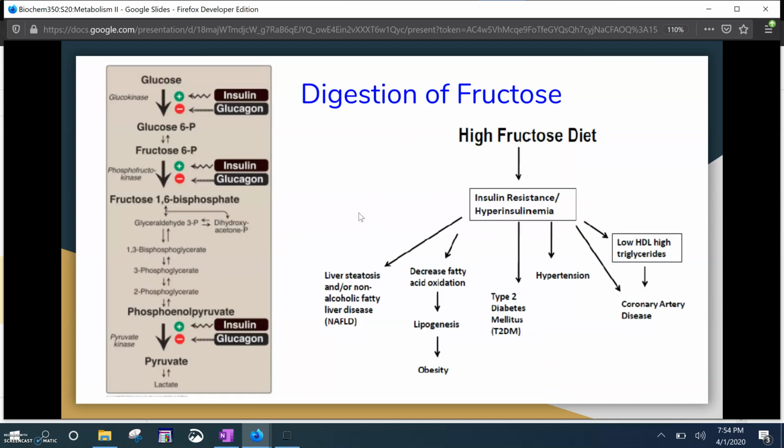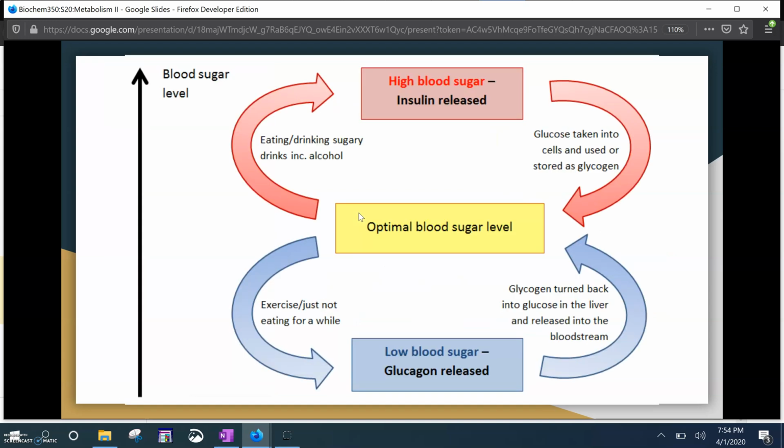So a high fructose diet ends up having some of these health issues: insulin resistance, higher levels of triglycerides, decreased fatty acid oxidation because you don't need them, and it ends up bypassing some of the regulatory steps. It bypasses the insulin glucagon regulatory steps and just jumps right into the middle. And we're going to talk about insulin and glucagon in a little bit too. All right, here's insulin and glucagon.